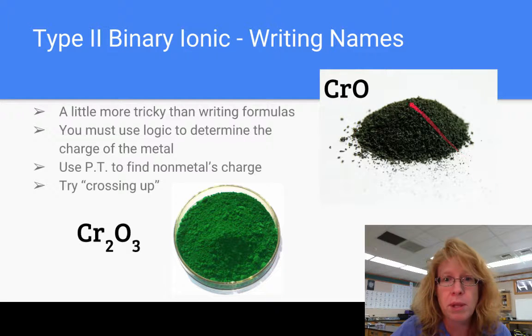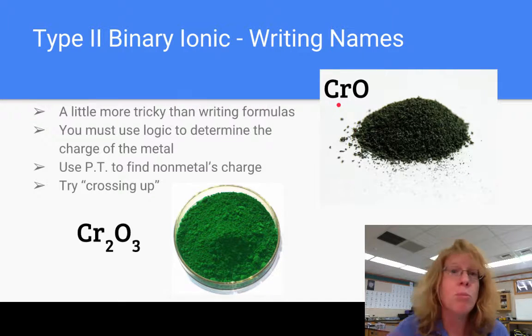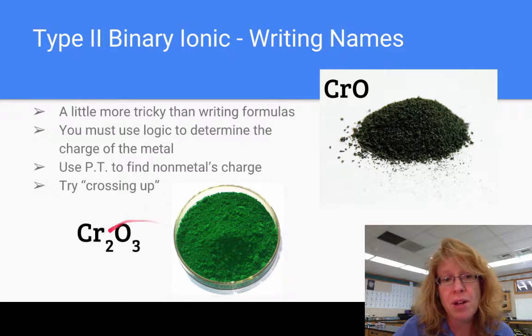So I'm going to do this one up here. It's a little bit easier. So with this CrO, I know the charge of oxygen or oxide is a 2-, and for this formula to be correct, my chromium has to have a 2+ charge. So I would call that chromium 2 oxide. This one down here is a little bit more complex. Again, I think about crossing up.